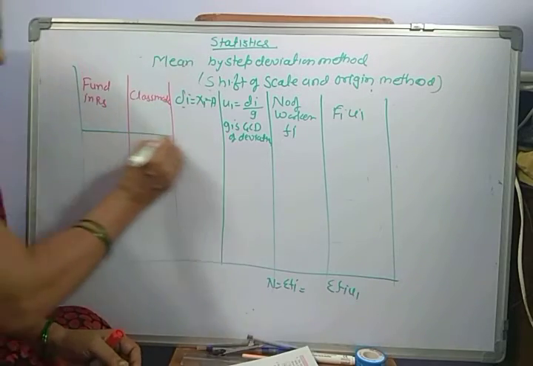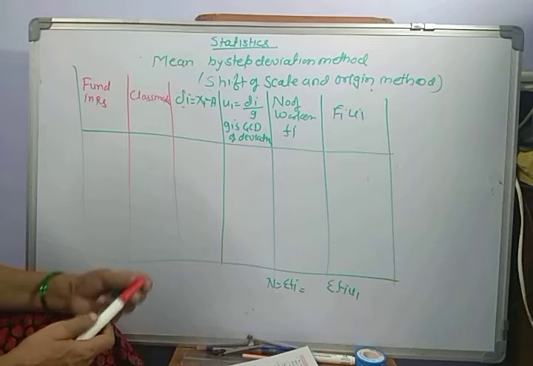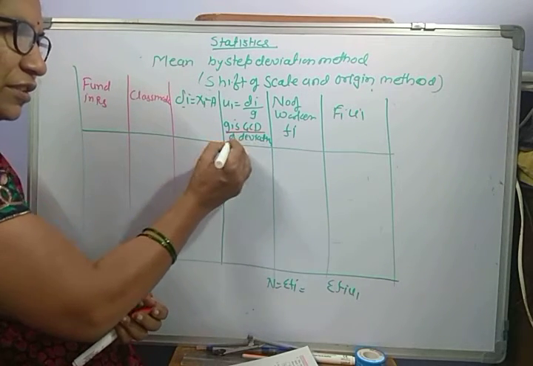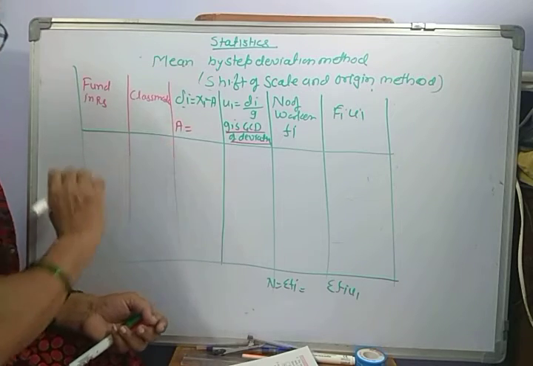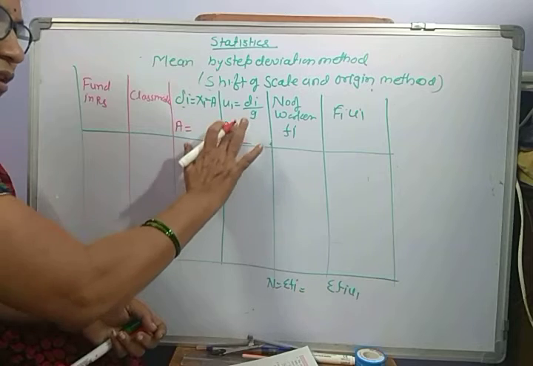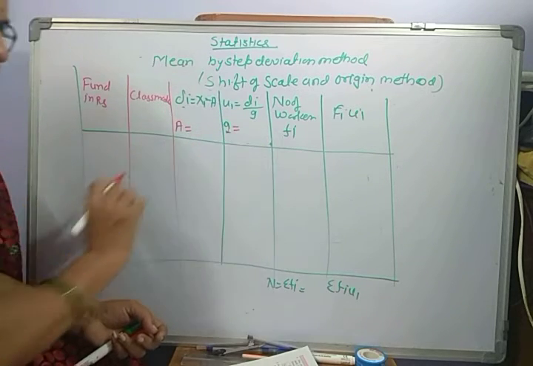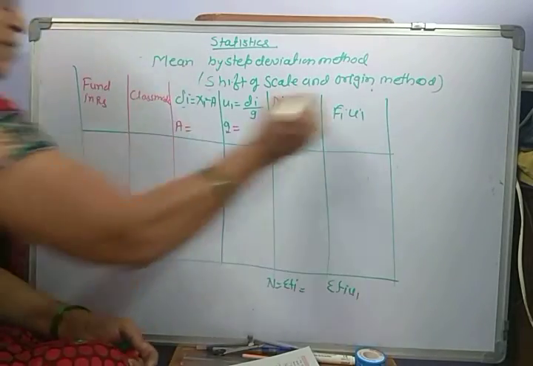Now I will write the sum. This is important. g is the GCD of the deviations. Here we have to find whatever A is. Here we have to write what g is equal to, whatever value is there. I will write it here.